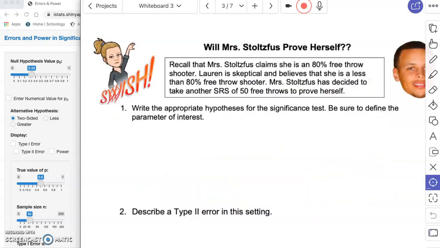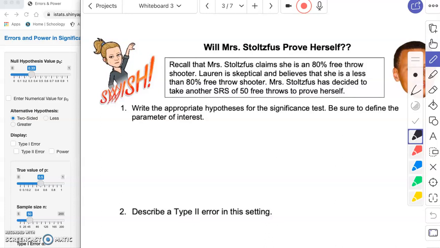Okay, so we're going to revisit the scenario, and I have to give StatsMedic a shout out here because this scenario is really taken from their resources, so they are awesome. Thank you for sharing the resources. All right, so recall that Mrs. Stoltz claims she is an 80% free throw shooter. Lauren is skeptical and believes that she is less than an 80% free throw shooter. Mrs. Stoltz has decided to take another simple random sample of 50 free throws to prove herself.